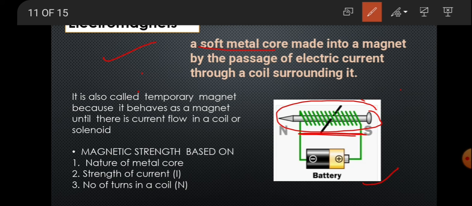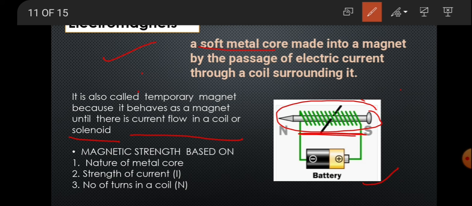But an electromagnet is called a temporary magnet. Why is it called a temporary magnet? Because it behaves as a magnet only while there is current flowing in a coil or a solenoid. So it is called temporary. Whenever we open the circuit, current is not flowing in the circuit, and it will not behave as a magnet. If we provide current to the circuit, it behaves as a magnet, so it is called a temporary magnet.